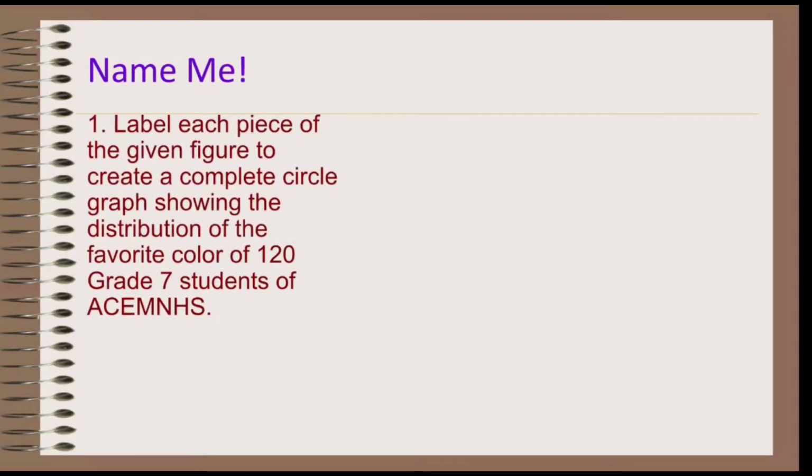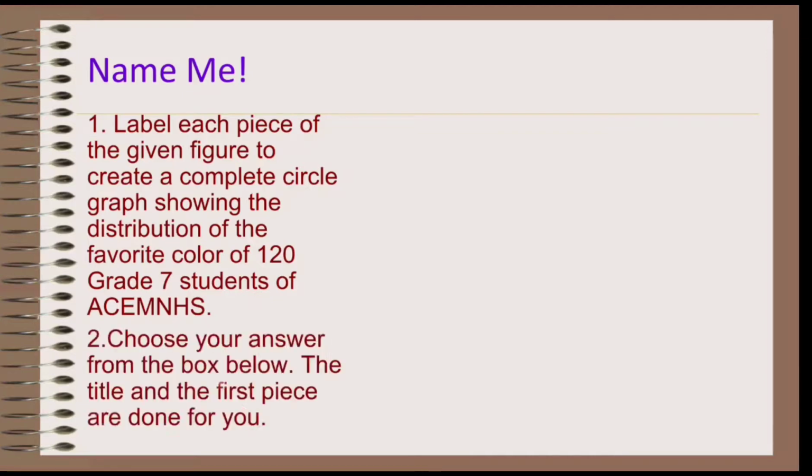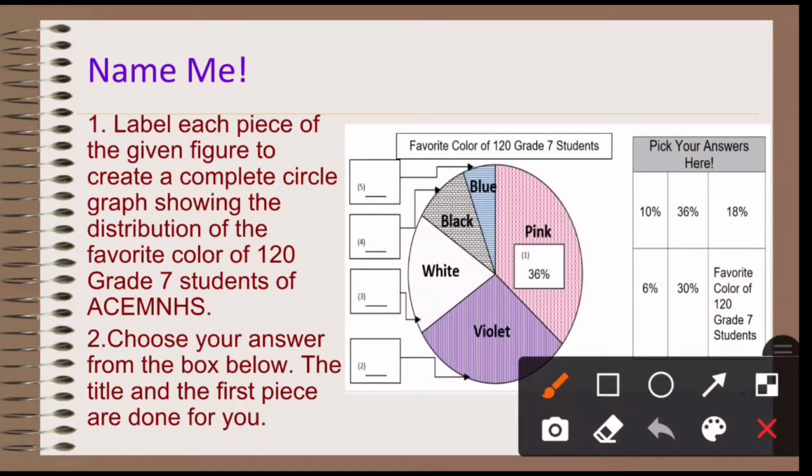All you need to do is to label each piece of the given figure to create a complete circle graph showing the distribution of the favorite color of 120 grade 7 students of ACE MNHS. You need to choose your answer from the box. The title and the first piece are done for you.